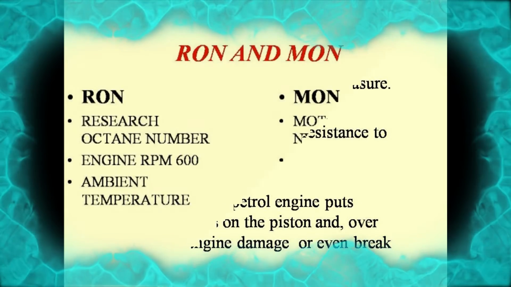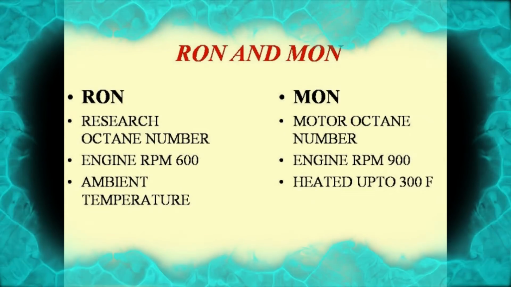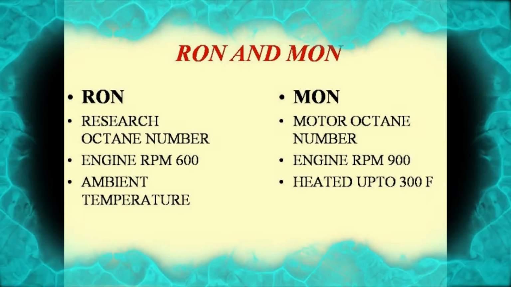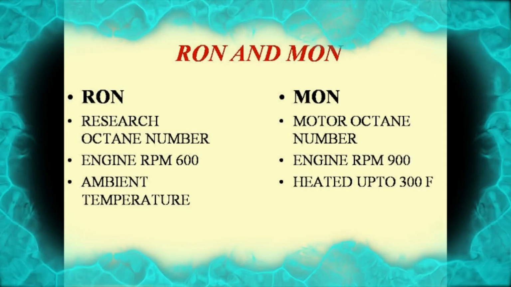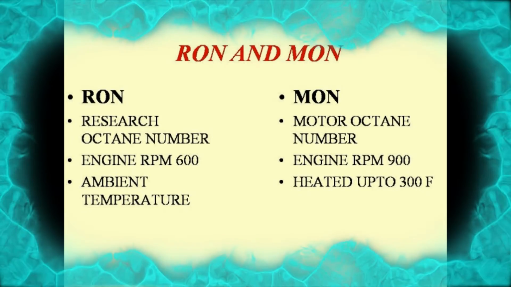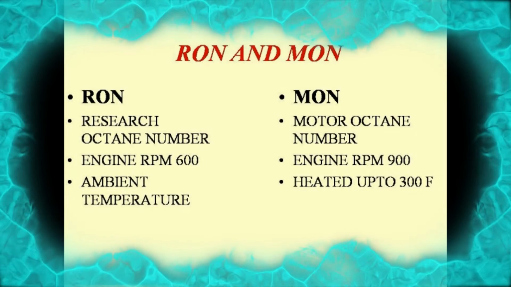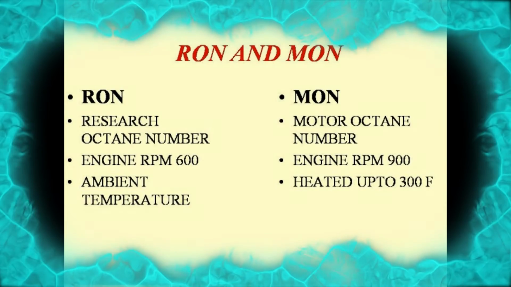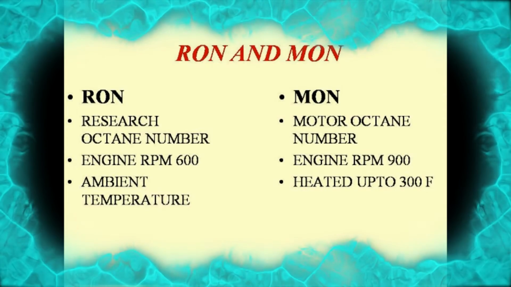So what is research octane number and what is motor octane number? In many places we can see research octane number, and it's also called motor octane number in some European countries. Research octane number is measured by running an engine at 600 rpm, whereas motor octane number is obtained by running the engine at 900 rpm. Research octane number is measured at ambient temperature, whereas for motor octane number the mixture is heated up to 300 degrees Fahrenheit and then measured. Normally the motor octane number will always be lower than the research octane number, because the engine is running at a higher rpm and also at a higher temperature.